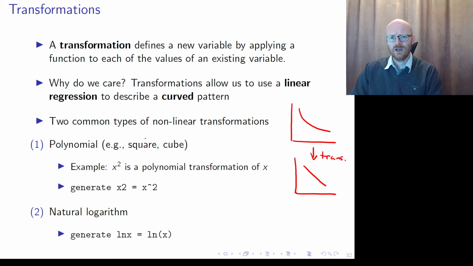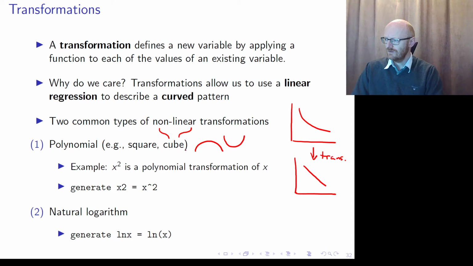So we have two common types of nonlinear transformation, and that would be the polynomial. Okay, you have the square of a variable, which would fit either a concave set of data or a convex set of data. The cube could fit something like this or something like this, like a sigmoid curve.